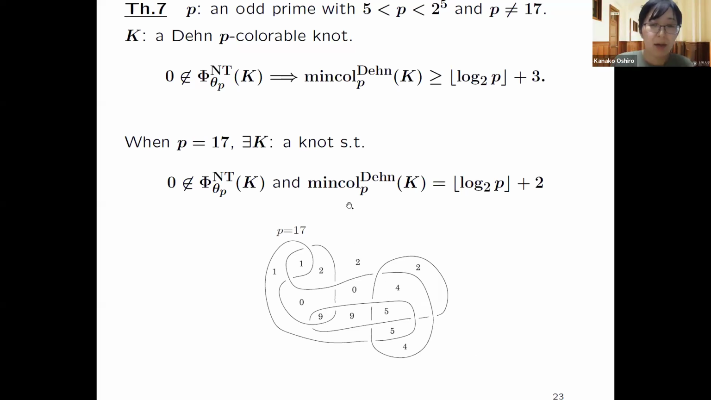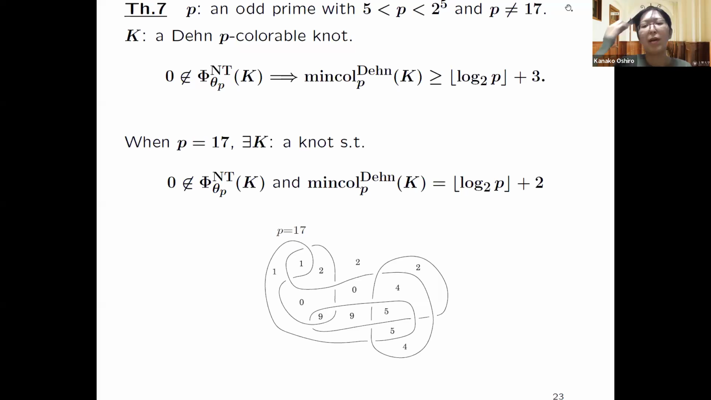And finally, I'd like to show the case when p is equal to 17. So I showed theorem 7. Theorem 7 is: let p be a prime number with p greater than 5 and less than 2 to the 5, and p is not equal to 17.